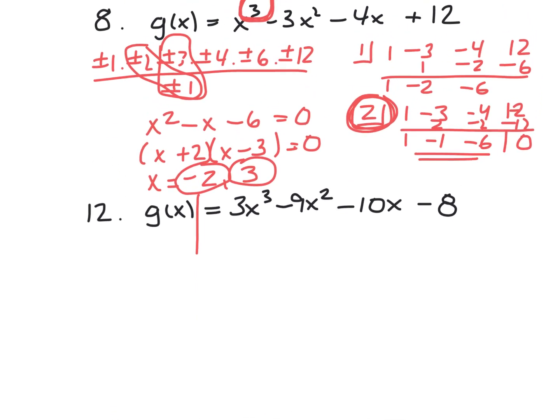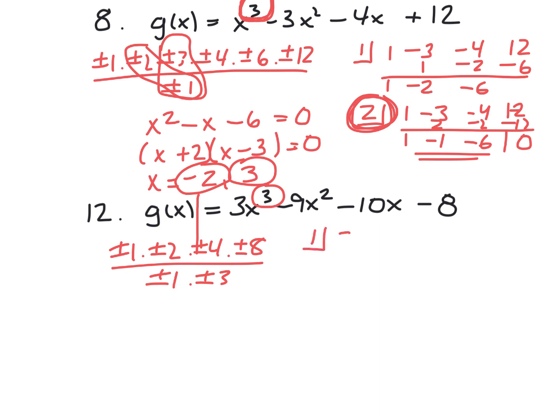Number 12, we would have our factors of 8. So 1, 2, 4, 8, all over 1 and 3. And now it's a third degree, so I've got to find one of these that works. Once again, you could start with 1. Bring down the 3. This is not looking good, so I would stop right there. You could try 2. You could try 4.